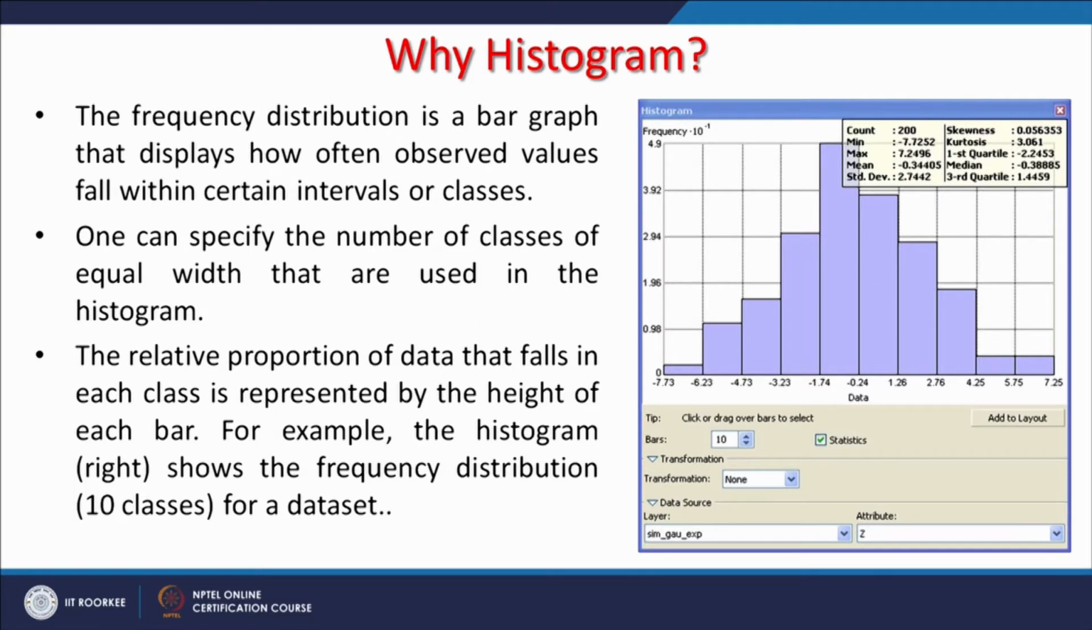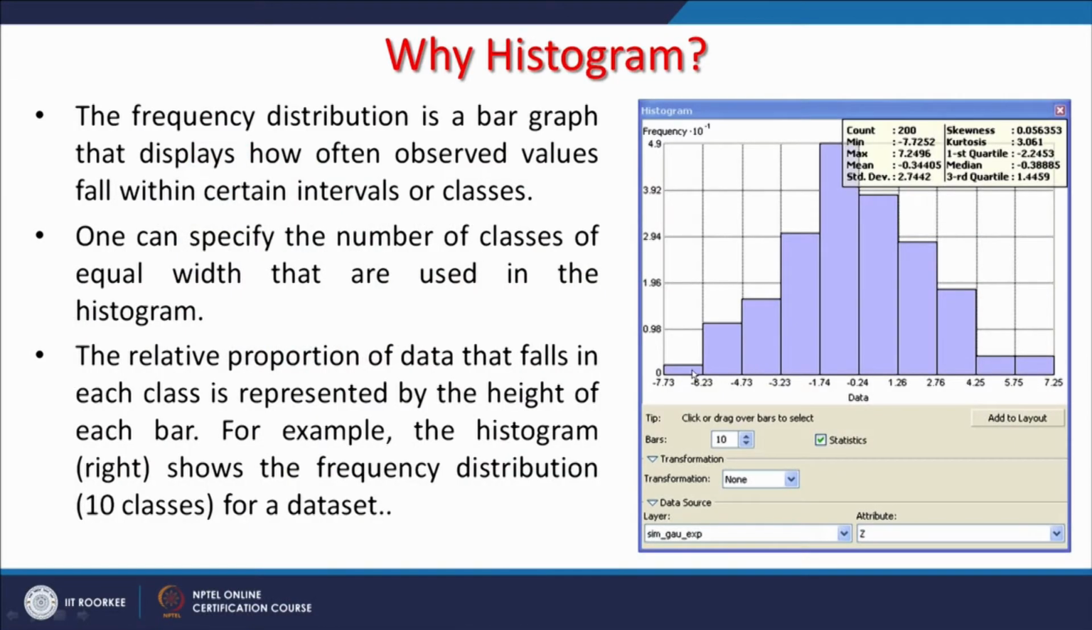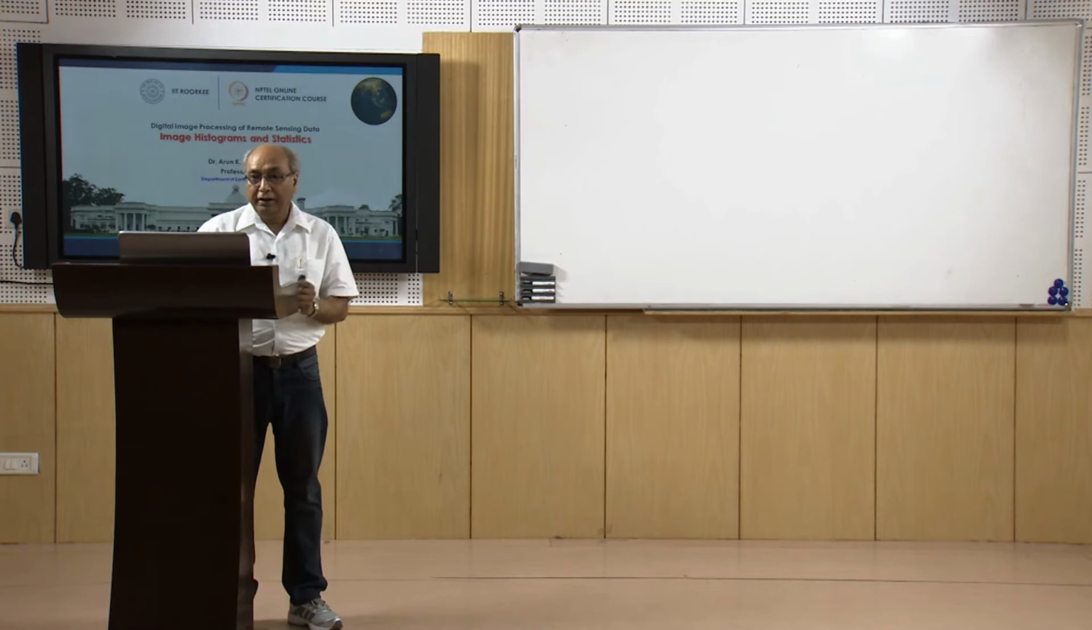A frequency distribution is a graph that displays how often observed values fall within certain intervals or classes, and one can specify the number of classes. That means how many bars you want to have, how many groups you want to have, and what the width of these groups should be. That can also be decided, and the relative proportion of data that falls in each class is represented by the height, and that is the frequency. So this gives us some information in a graphical form which is easy to understand. It shows how the pixel values are spread within an image or a band.